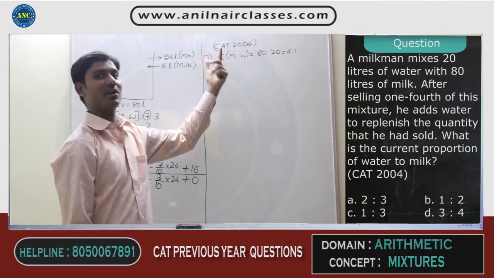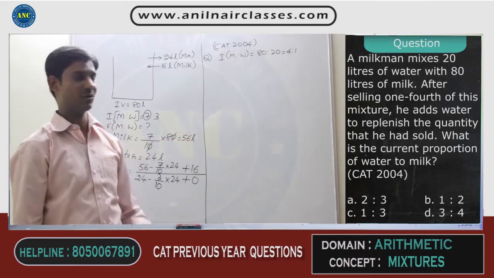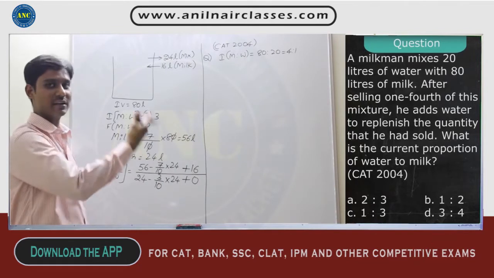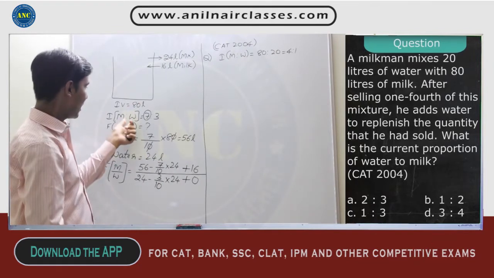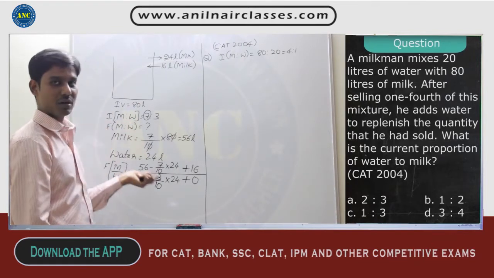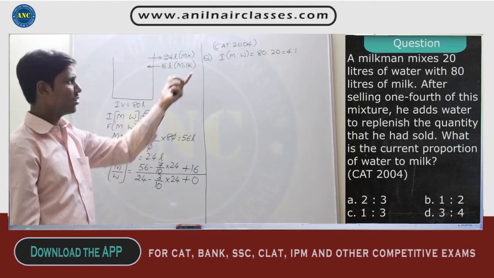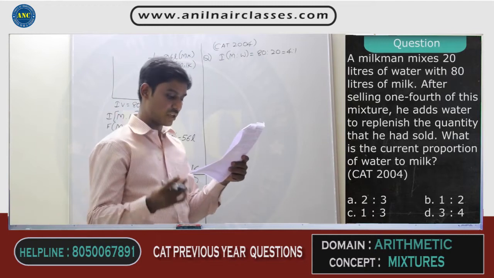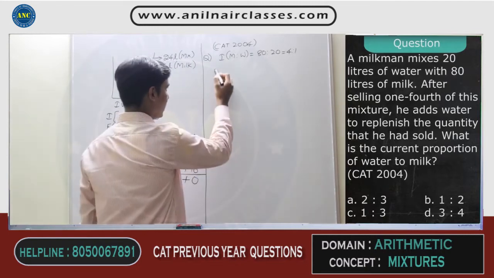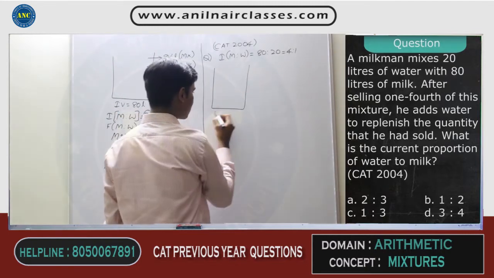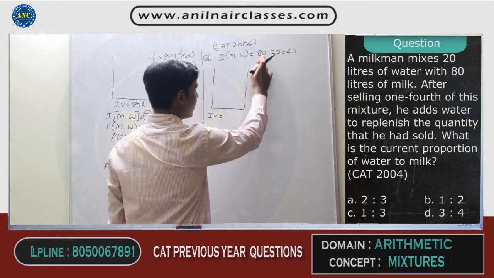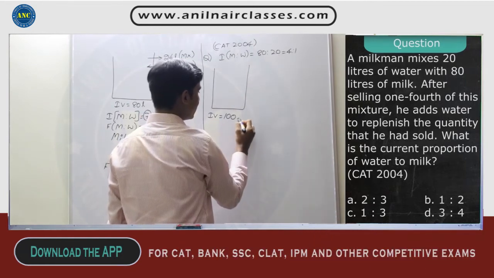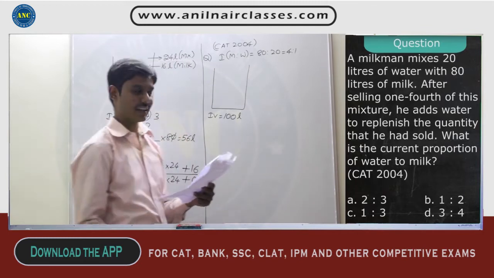Instead of writing it as water is to milk, I am writing it as milk and water because I am more habituated to that. You can also write it as water is to milk, but everywhere I mainly use milk and water. Milk is the first parameter for me, so I am just reversing it. It makes no difference. Now please see here. Initial volume is 80 plus 20, which is 100 liters of mixture.